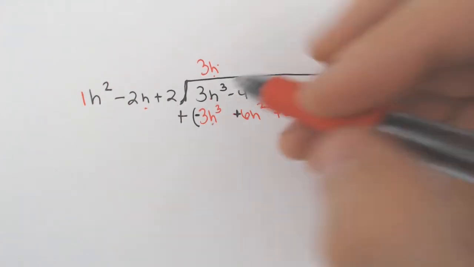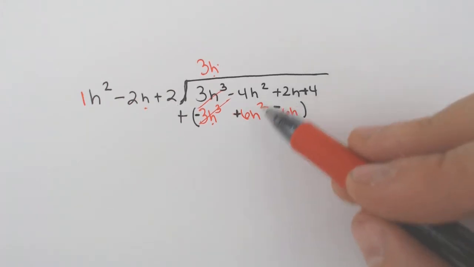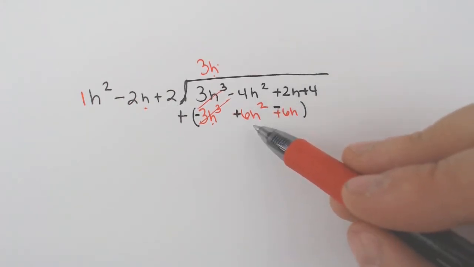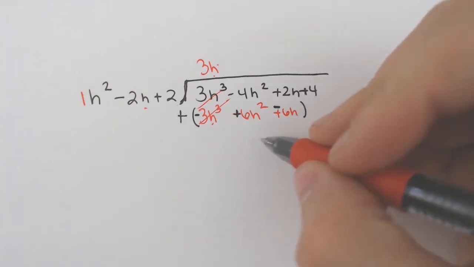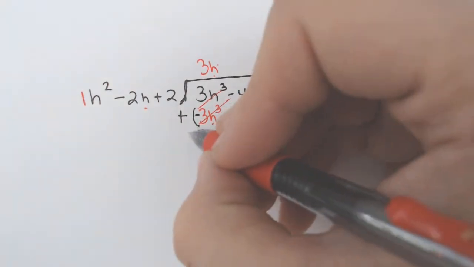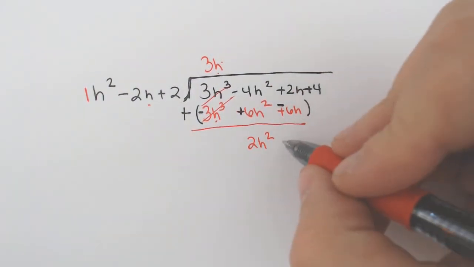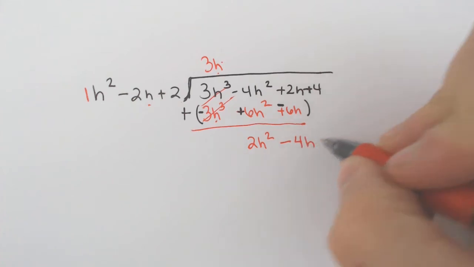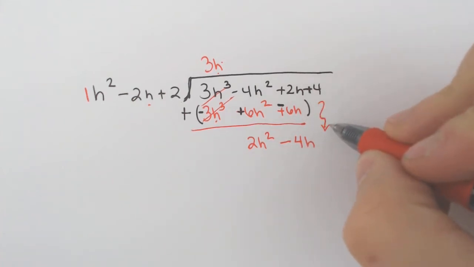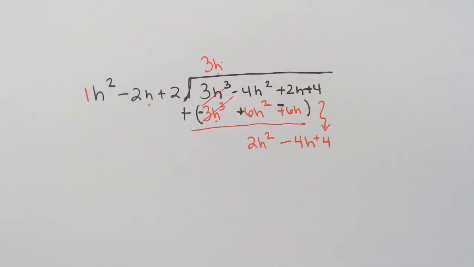3h to the third, negative 3h to the third, goes away. Negative 4h squared, positive 6h squared would turn into positive 2h squared. And 2h and negative 6h makes negative 4h. And we bring down that next 4, and I brought it down all squiggly like for fun.